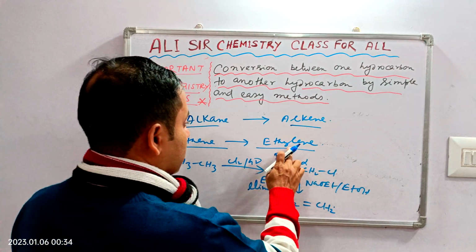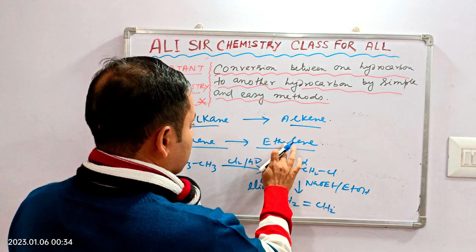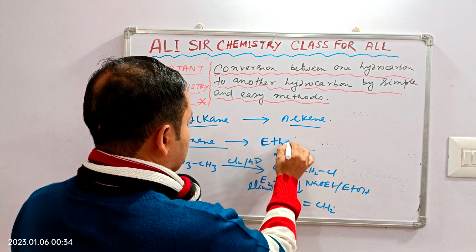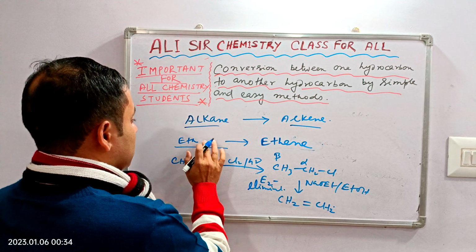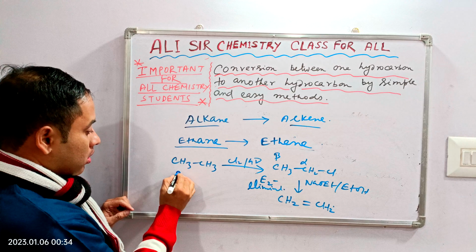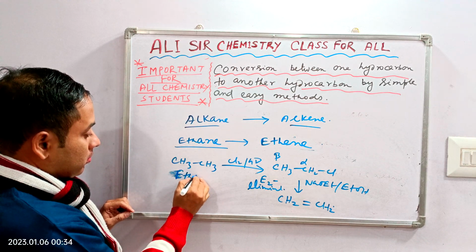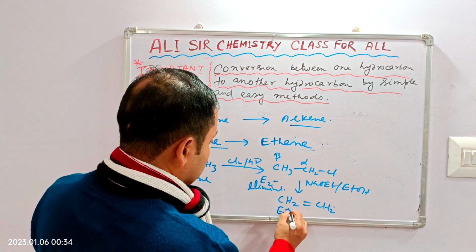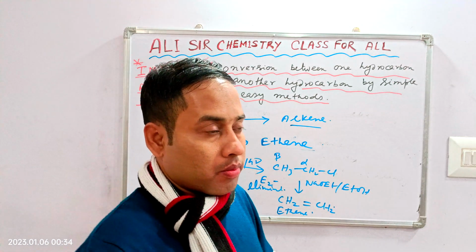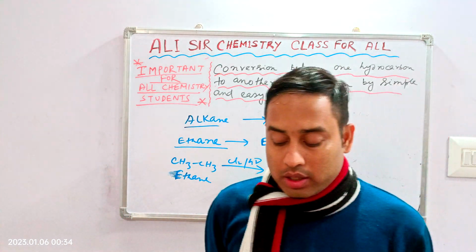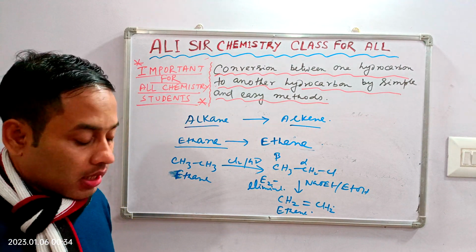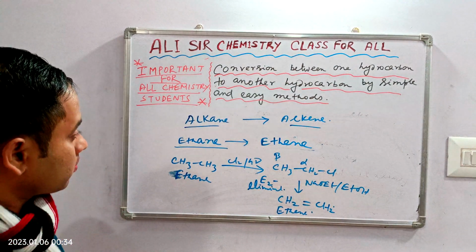Sorry, I have written here ethane to ethene. Ethane to ethene. Now it is okay. This is called ethane, and this is ethene. So very easy. This is only a 2-step process. The first step is formation of alkyl halide, and the second step is elimination of the alkyl halide, which is called E2 elimination.